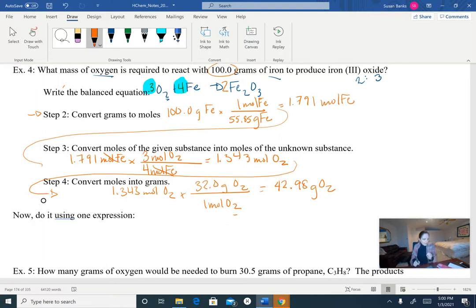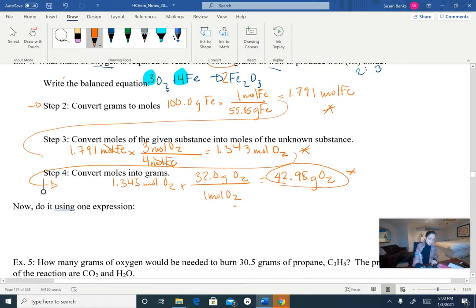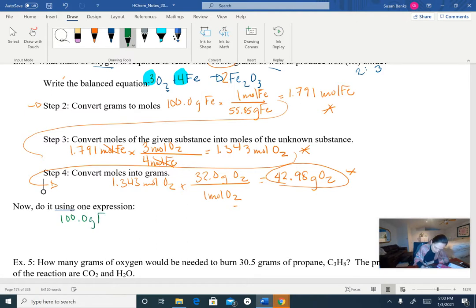Okay, now we are going to do this all in one big step. Notice we had to round here, here, and here. So if we do this all in one step, we only have to round once. So it's actually going to reduce our rounding errors as well as making it easier. So here we go. We're going to do the same thing. 100 grams of iron. And in 1 mole of iron, I have 55.85 grams of iron.